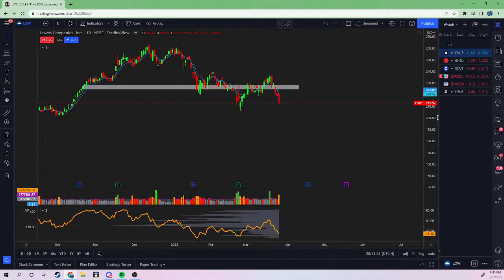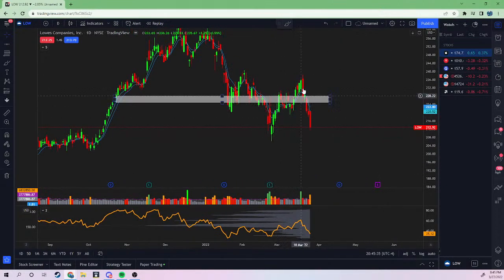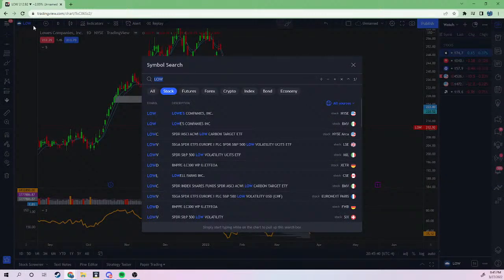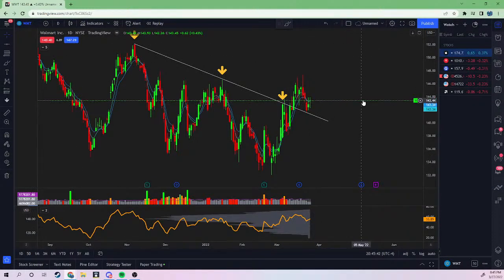You guys can look at Lowe's. This is insane as well. Broke past. Lowe's is just ugly. All retail stores. Let me check out Walmart.